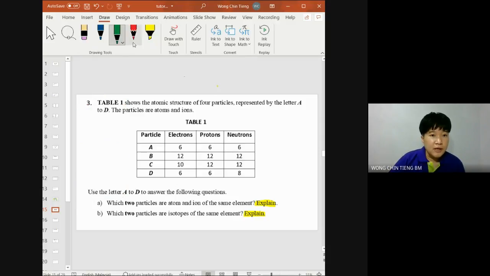Table 1 shows the atomic structure of 4 particles represented by A to D. The particles are atom and ion.